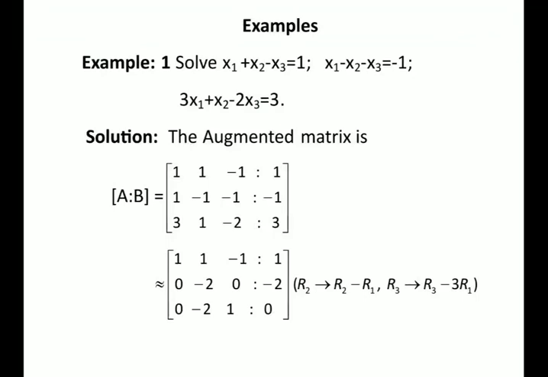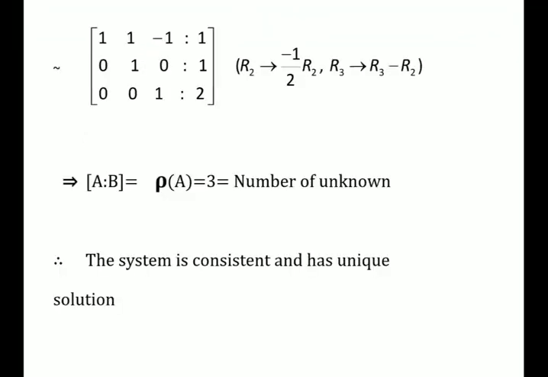In the second row, all the elements are minus 2. So we can divide this second row by minus 2, and you will get 0, 1, 0, 1. And the third row we are changing, after this it becomes 1, no? After this we can change R3 as R3 minus 2 times R1. R3 minus R2, you will get 1 minus 1 equals 0. So after simplification you will get this matrix.